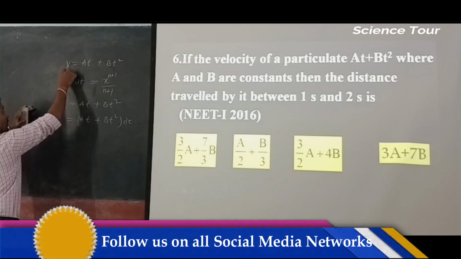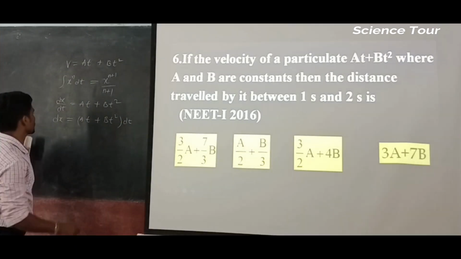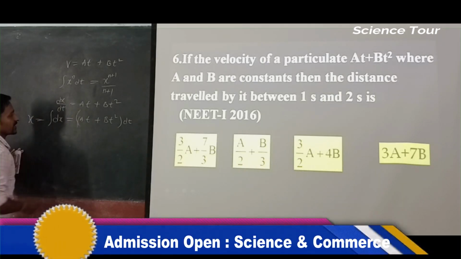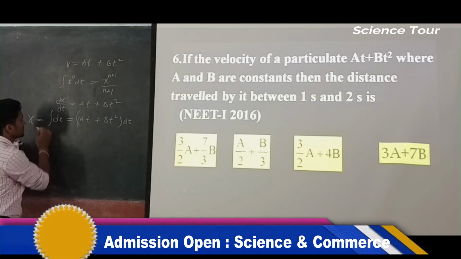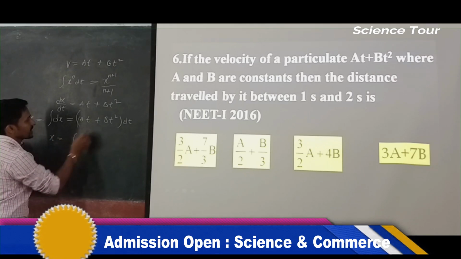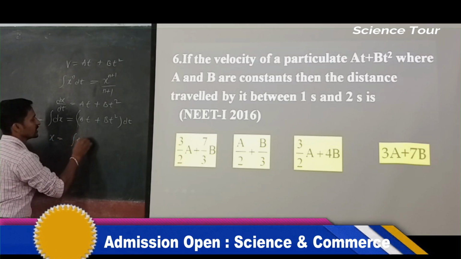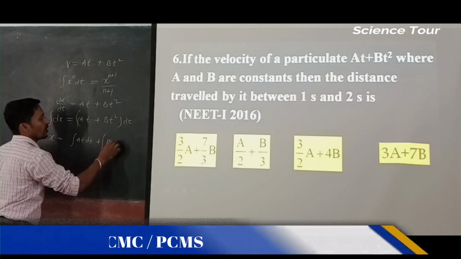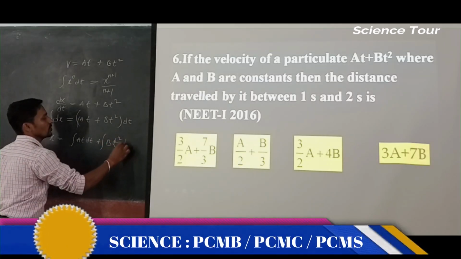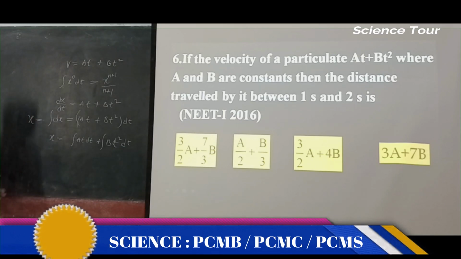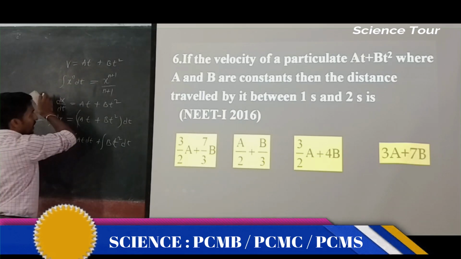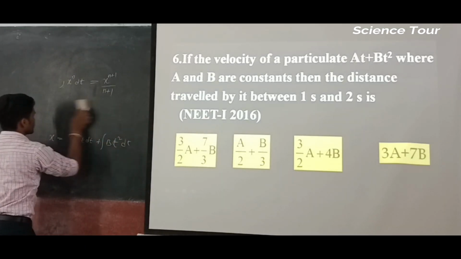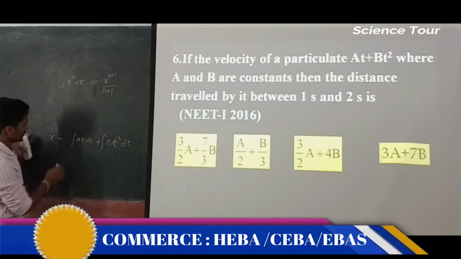This is understood. v means dx by dt. Now to get x, what you have to do? Integrate it. Now what happens? x you are going to get is the integral of a t dt plus the integral of b t square dt. Now we do not require this. I will erase this, so that I can write down the equation here.